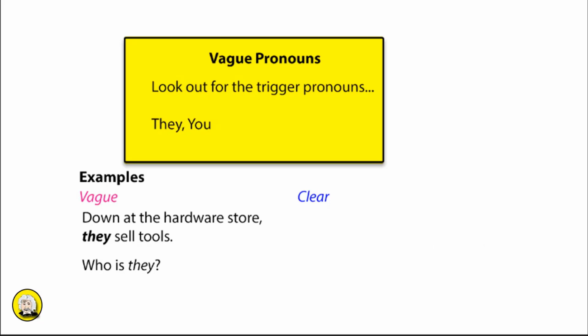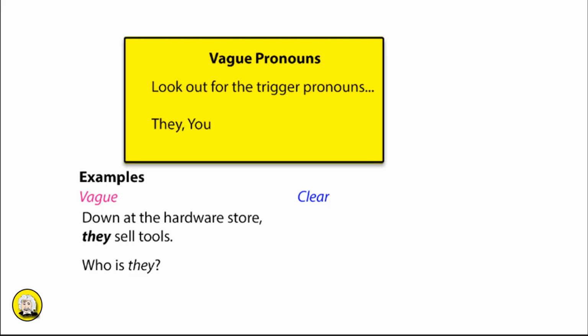Another couple trigger pronouns that find their way into middle school students' writing quite often are the following: they and you. Students love to refer to the ambiguous "they who did that," or if they're giving instructions, "you know, you do this and then you do that." Well, who's "you"? Are they referring to the author, the reader? They need to be more specific. Let's see an example of that.